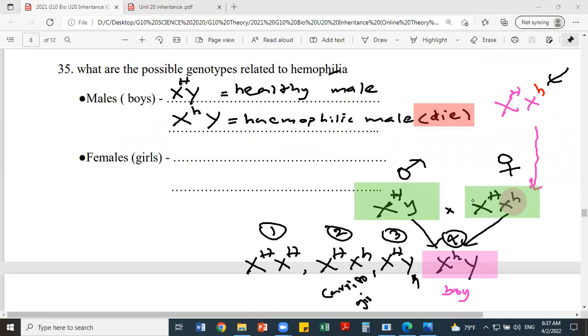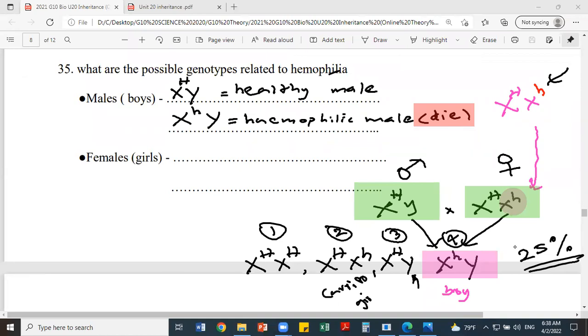So what is the chance of having a hemophilic boy in this family? 25%. The probability of having a hemophilic boy is 25%, or 1/4. Out of the 4 children, 1 can be hemophilic. So who got the disease? Males. From whom? From the females. Males get the disease from the females, but females will never get this disease.